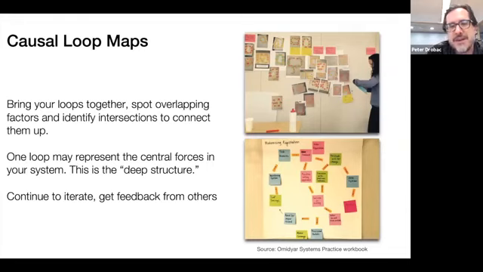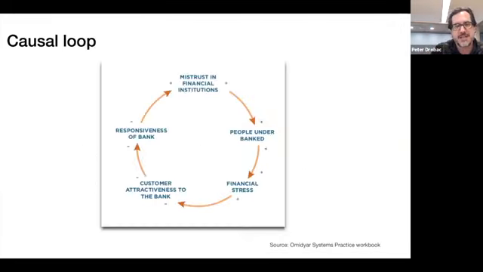And of course, a typical map would be not a single loop, but multiple interconnected or intersecting sets of loops. Sometimes you'll find that there's a real deep structure, that there's a loop or a couple of loops that really describe the central forces in your system and what's really driving things, and everything else around it feeds into that.